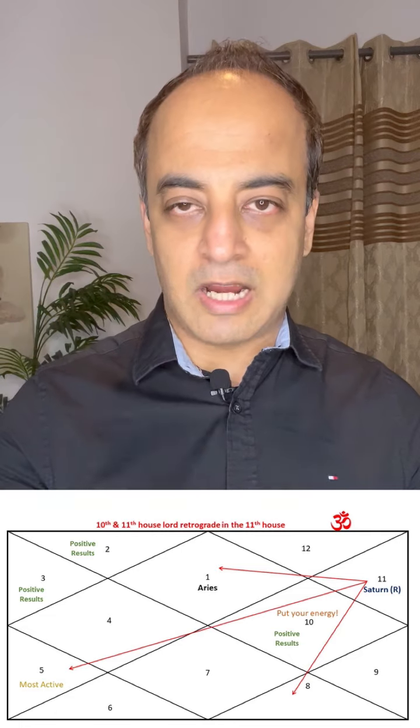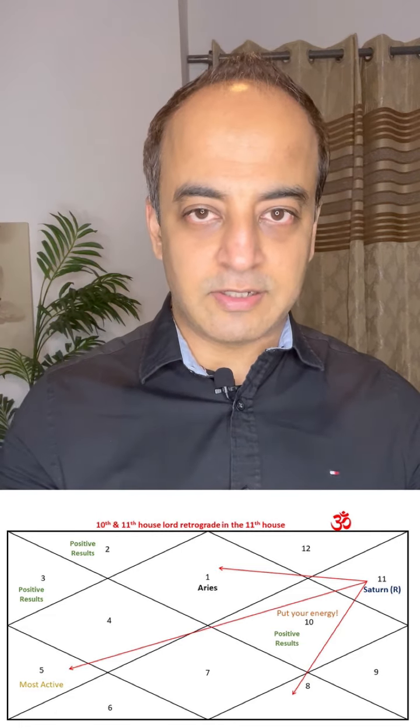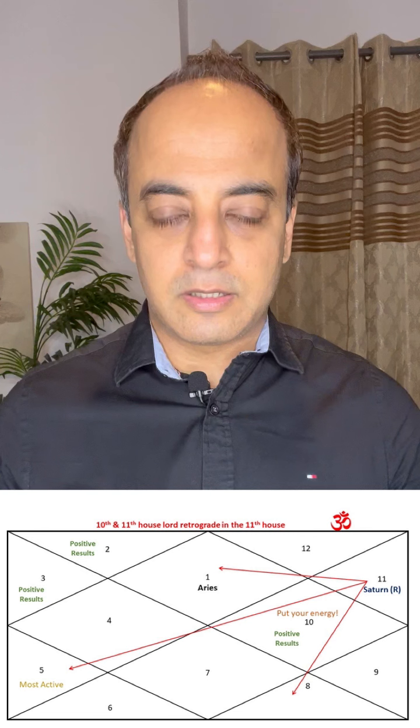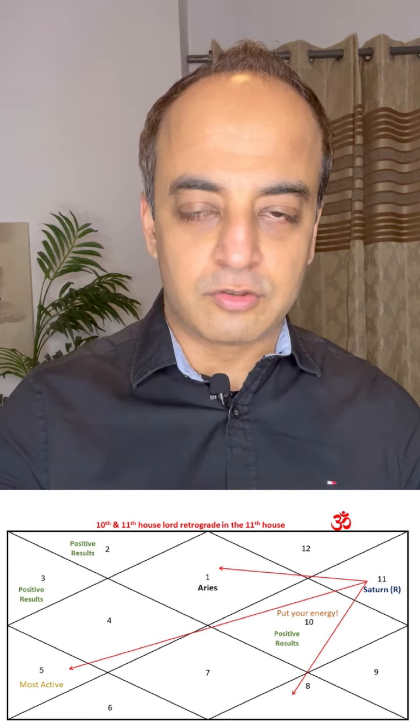Since Saturn's aspect is also going to be on the 5th house, and 5th house is going to be pretty much active, the sign of Leo, so wherever it falls in your chart. So in Aries ascendant, it falls in the 5th house. Future plans, wealth, how you can create wealth, focus on children, short to mid-term recognition.